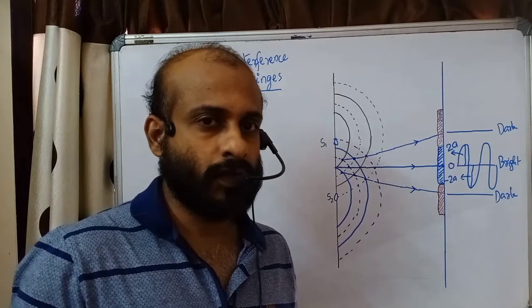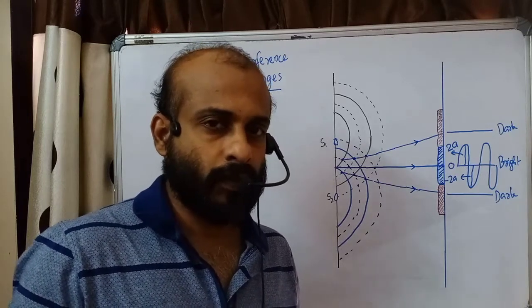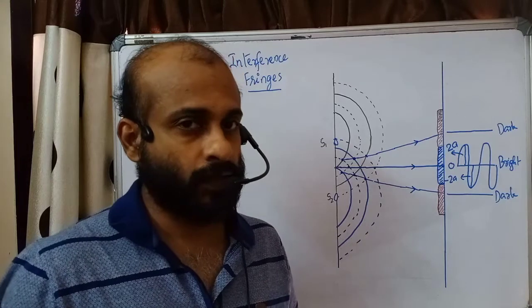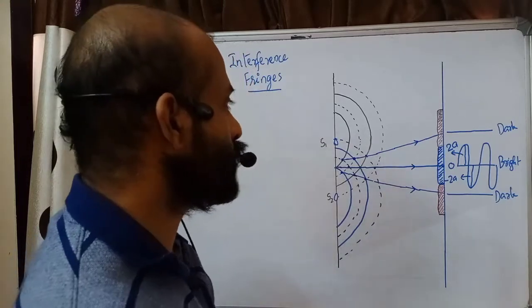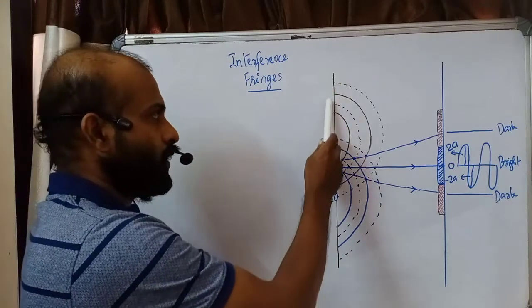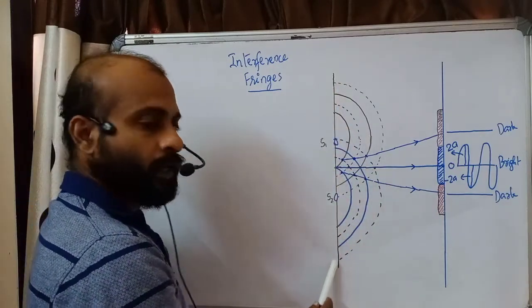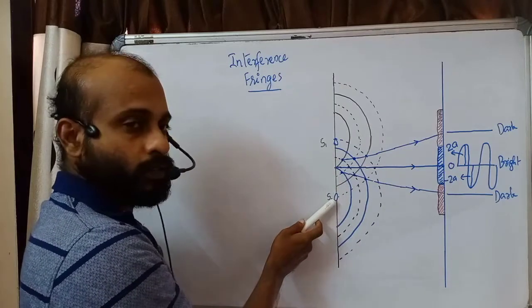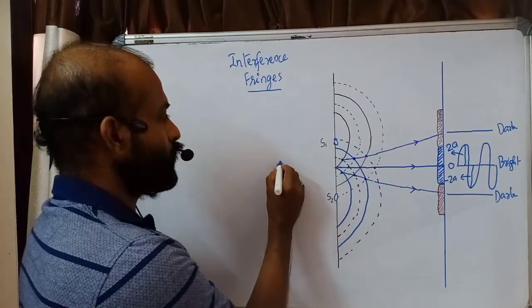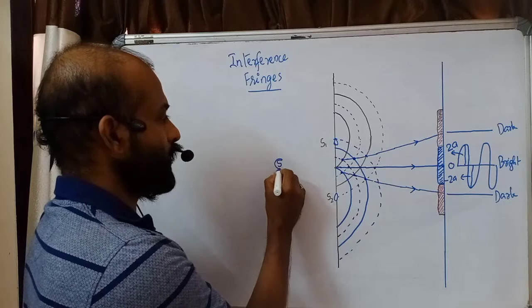During constructive interference, the net displacement will be either A plus A, 2A, or minus A minus A, minus 2A. So during constructive interference the intensity will be maximum, and during destructive interference the resultant intensity will be minimum. Here we can see two sources. I have placed a cardboard. The cardboard has two holes, S1 and S2, and I have placed a source of light S here.